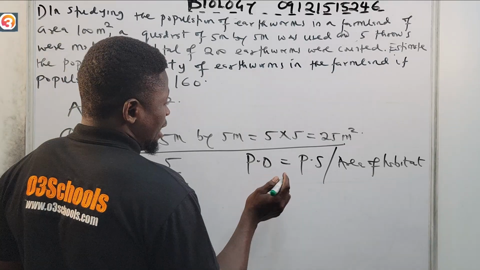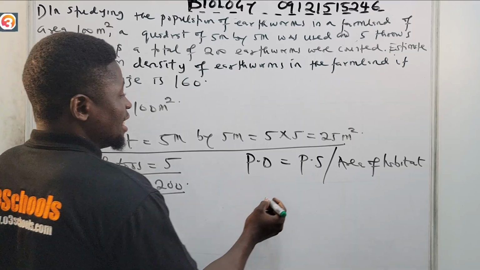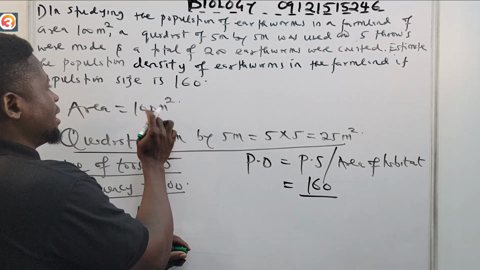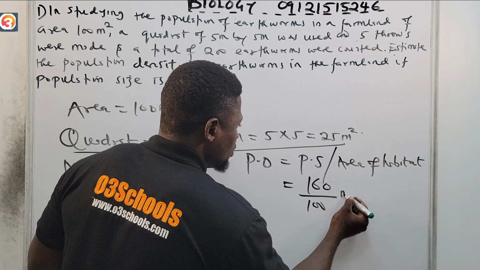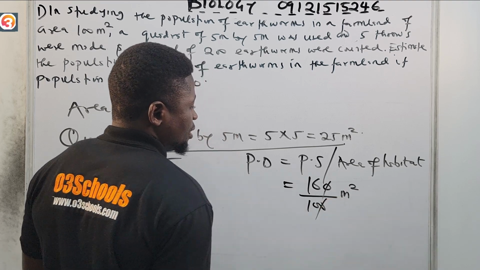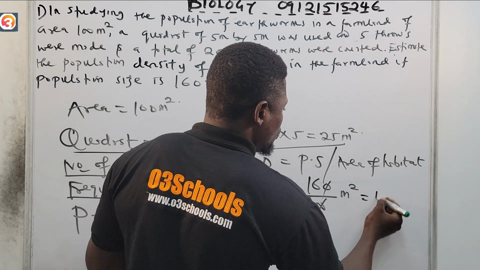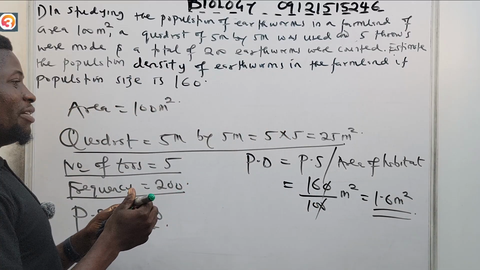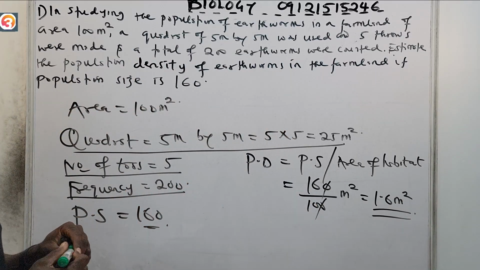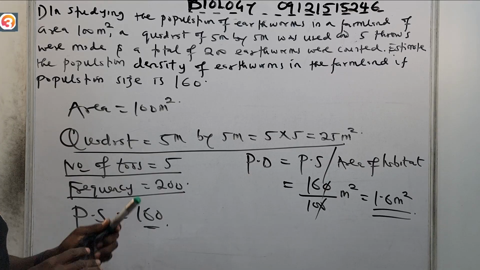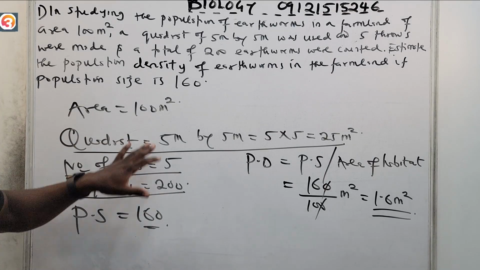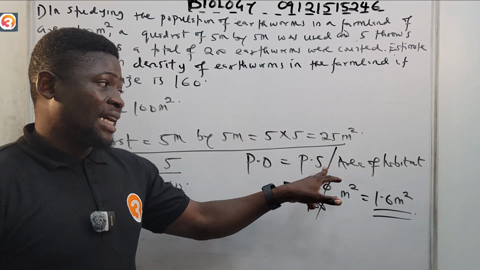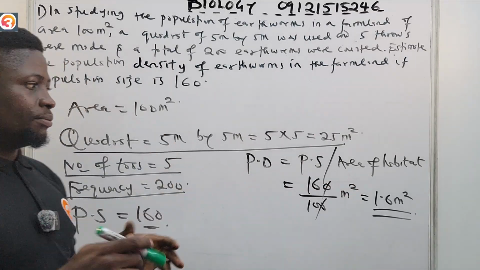So population density here: population size is 160. Area of habitat is 100 meters square. Zero will cancel zero. 10 divided by 16 will be 1.6 per meter square. So this will be our population density. Simple as ABC. I'm sure you understand it. We're given our area, we're given our population size. Just divide: population density is our population size divided by area of habitat. We are good to go.